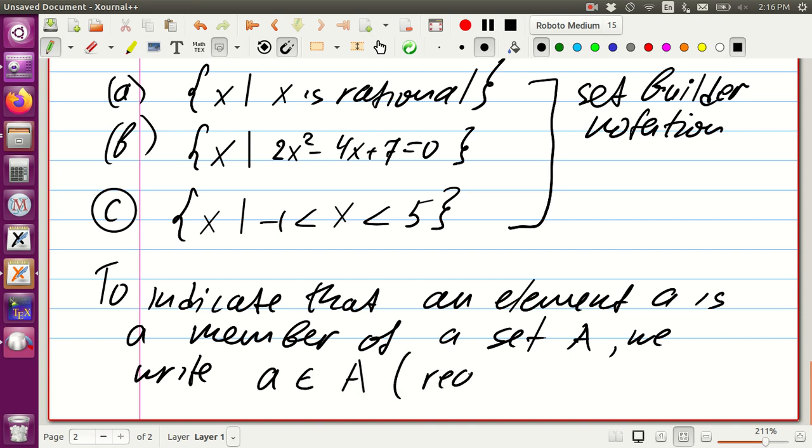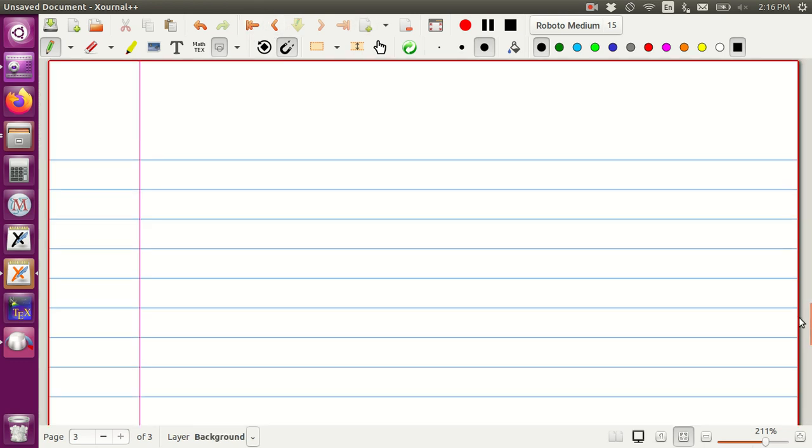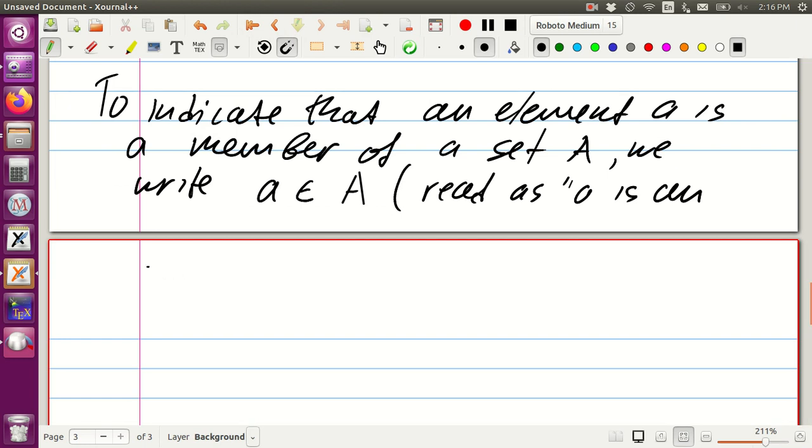So how do we read it? We read it as a is an element of A.